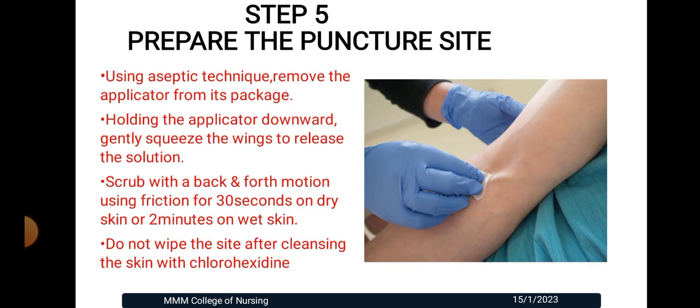Coming to step 5, prepare the puncture site. Using aseptic technique, remove the applicator from its package. Holding the applicator downward, gently squeeze the wings to release the solution. Scrub with a back and forth motion using friction for 30 seconds on dry skin or 20 minutes on wet skin. Do not wipe the site after cleansing the skin with chlorhexidine.